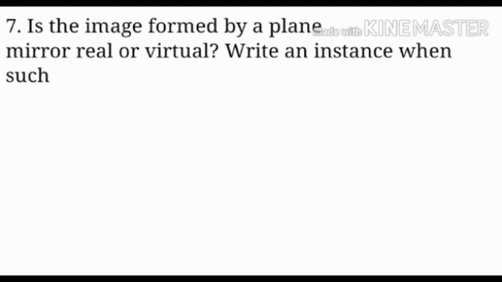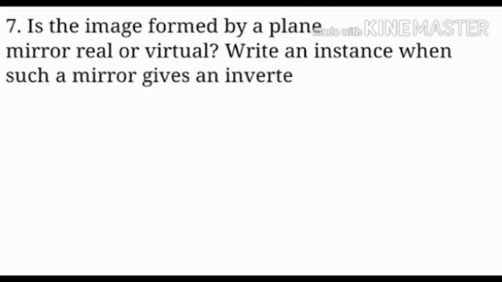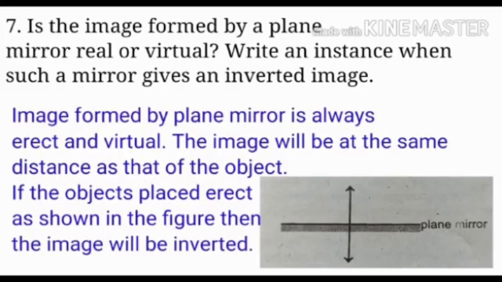The last question: is the image formed by a plane mirror real or virtual? Write an instance when such a mirror gives an inverted image. As we know, the image formed by a plane mirror is always erect and virtual. If an object is placed vertically on a plane mirror, as shown in the figure, we can see an inverted image. And the image will be at the same distance as that of the object.